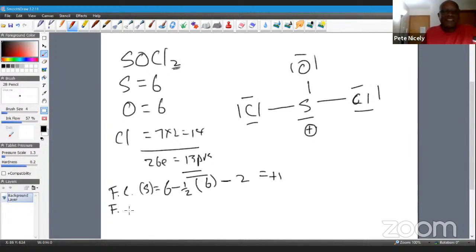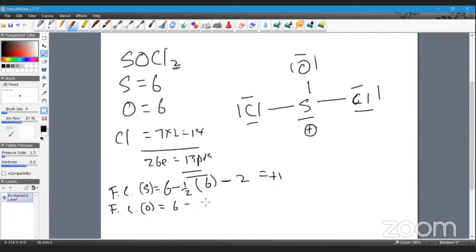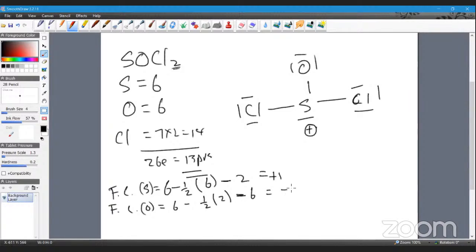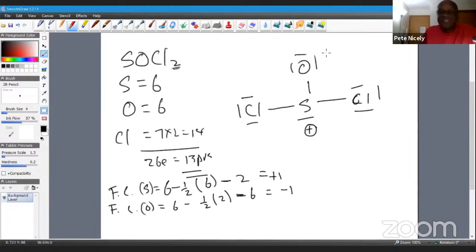And let's do the calculation for oxygen. So the group number is what? 6. 6 minus half of 2, 2 minus 6. Okay, so this gives you -1. So the oxygen has a -1 charge.